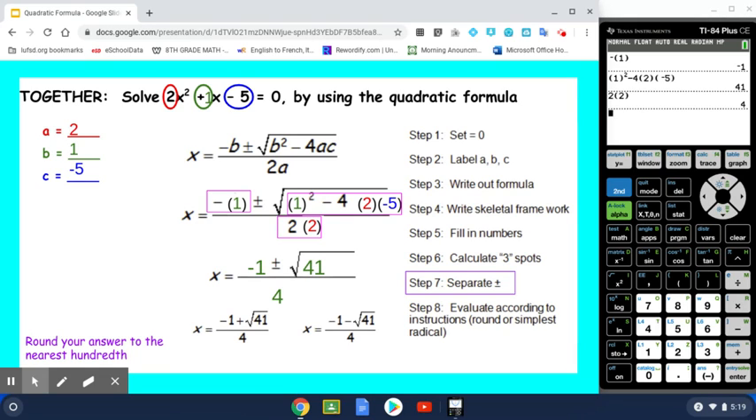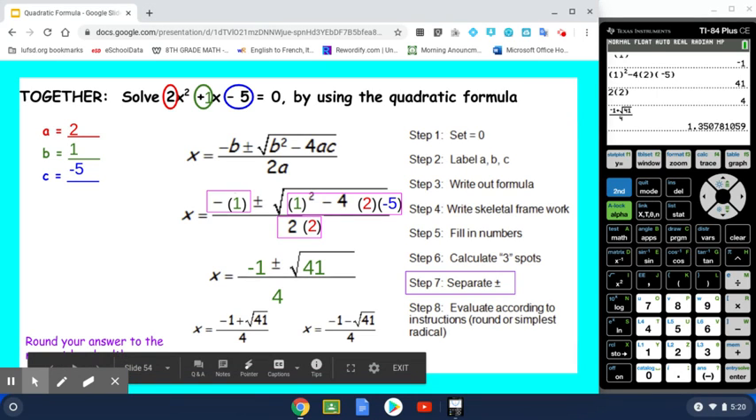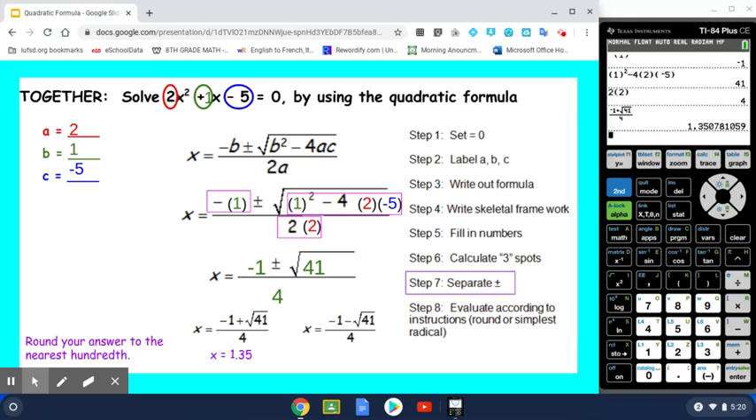So what we're going to do is use alpha y equals in our calculator, number 1. And in the numerator, it's negative 1 plus second x squared to get your radical sign, 41. Now I'm going to push the down arrow to get to my denominator, 4, enter. So everybody make sure you get this on your calculator. If you don't, please retry it. Now rounded to the nearest hundredth should be x equals 1.35. Okay, now we're going to do the next one.